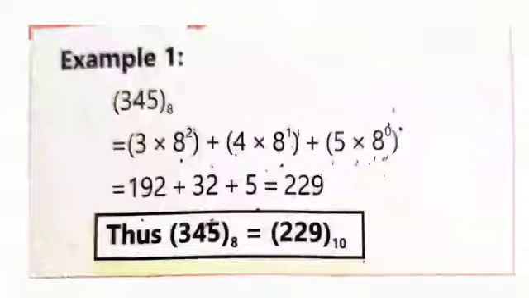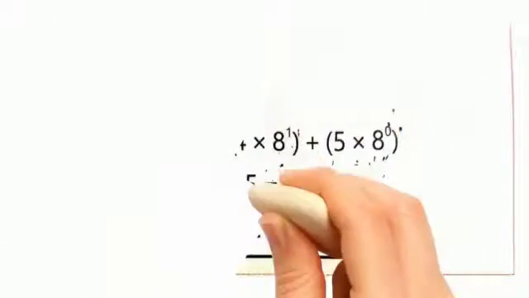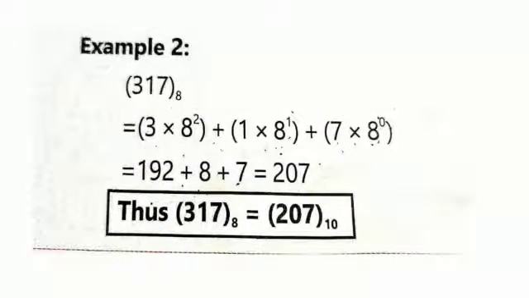4 into 8 raised to 1. 8 raised to 1 means 8. 8 4s are 32. 5 into 8 raised to 0. 8 raised to 0 means 1. 5 into 1 equals 5. 192 plus 32 plus 5 equals 229. Next example, 317, an octal number with base 8.